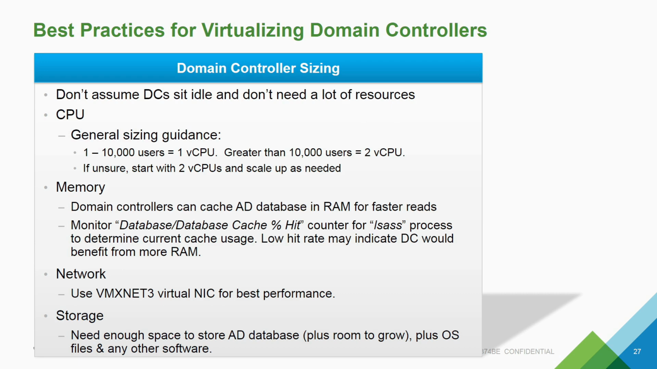And if the value is low, that means it's reading from the disk instead of from RAM, and you could potentially get better performance if you add more RAM to the domain controller. For network, it's pretty easy. It's the standard device, VMXNet3. And then for storage, all you need is enough storage for the database, for growth, because you're going to grow your database, and then any additional software. Don't forget about things like antivirus, backup, protection, whatever else you have in there.